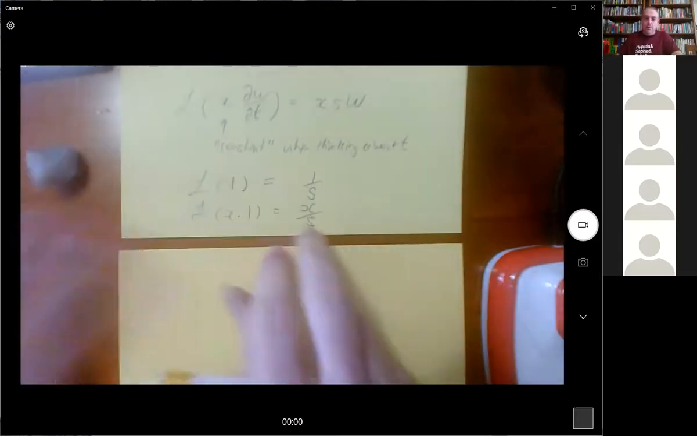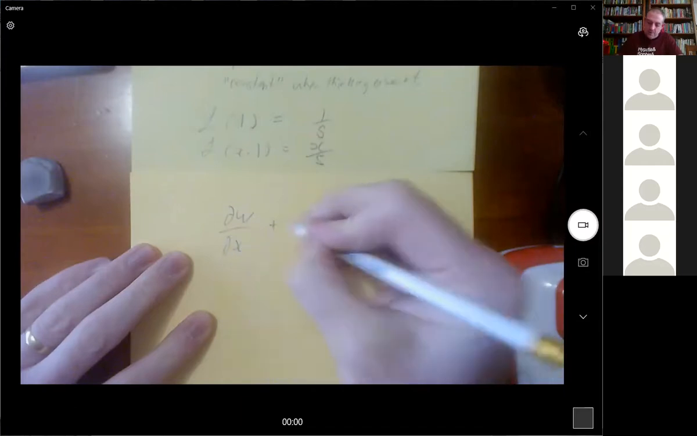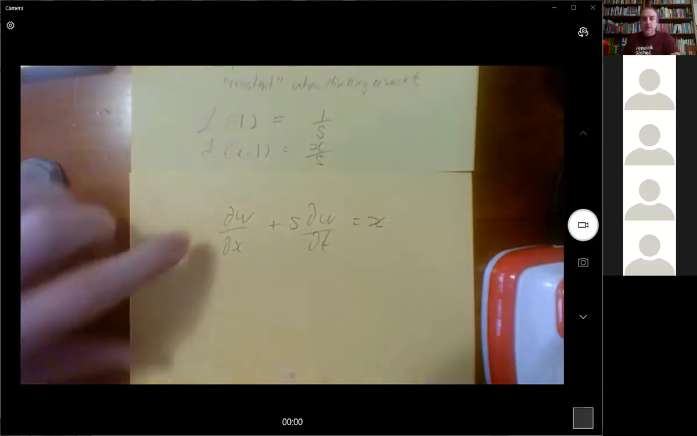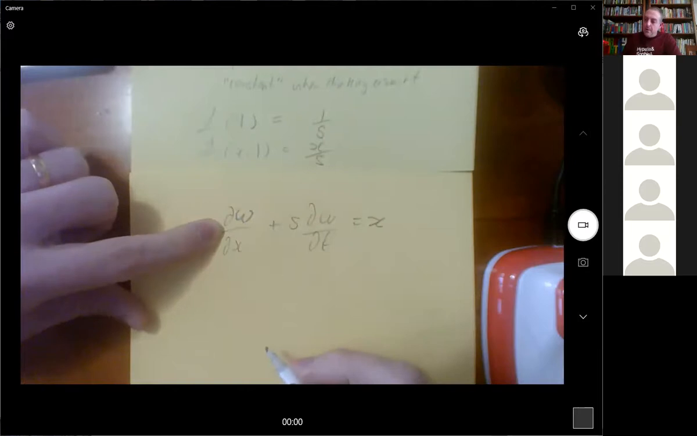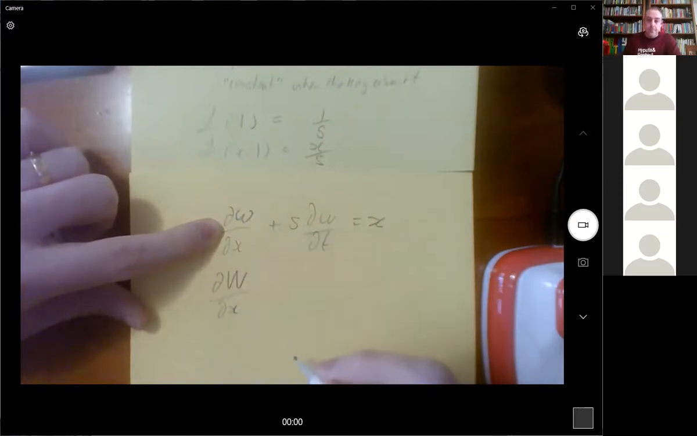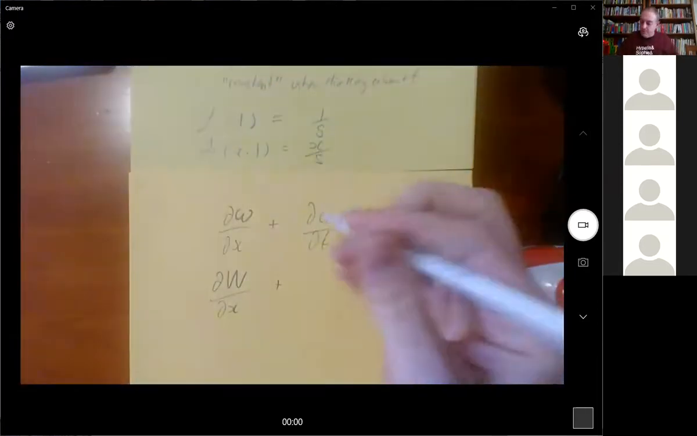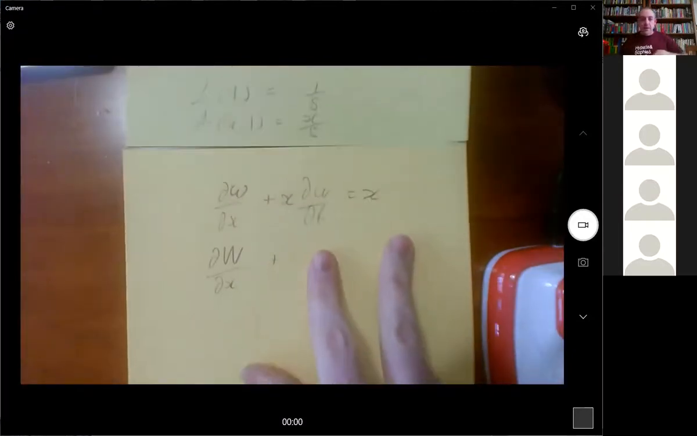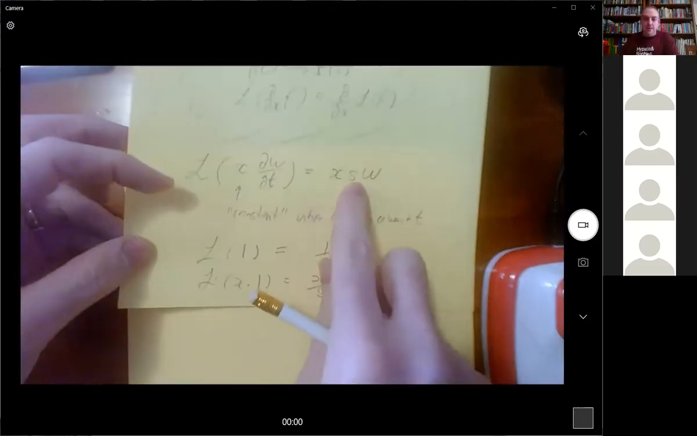So just to be absolutely certain that I'm doing this correctly, I'm going to write the original formula and replace each piece with the thing I figured out what it was. The d little w on dx became a d big W on dx. Oh, that wasn't an s, that was an x, wasn't it? Sorry, in the original formula. Getting myself all confused. x d little w on dt became xs capital W.